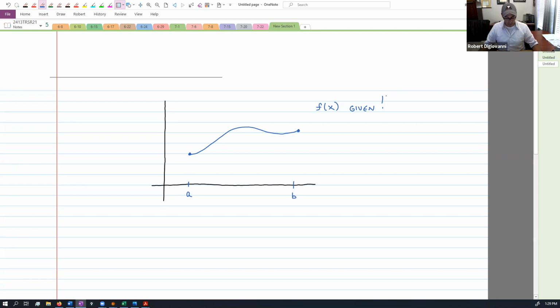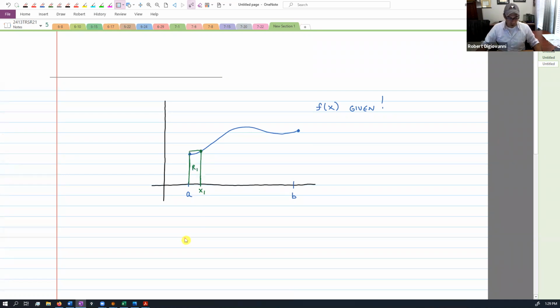All right, I'm going to start cutting rectangles. Ready? My first rectangle, let me do a different color. I'm going to go to the right to a point here. I'm going to call this x1. I'm going to go up to the function right there, figure out how high it is, draw a rectangle, and come over and down. I'm going to call that R1.